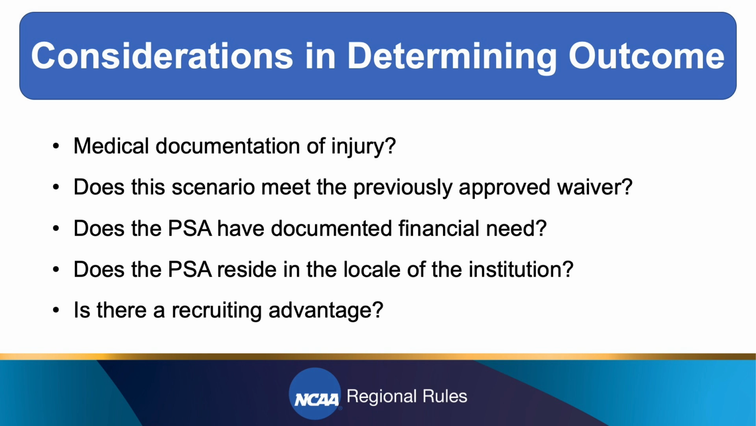The next thing we look at is, is there any documented financial need? So does the PSA have no way of paying for the surgery? Does the PSA reside in the locale of the institution? So if he had the surgery, he would be at that same hospital with the same doctor. And the last question that the institution would have to look at is whether or not there's a recruiting advantage provided to the institution by allowing them to give the medical assistance.